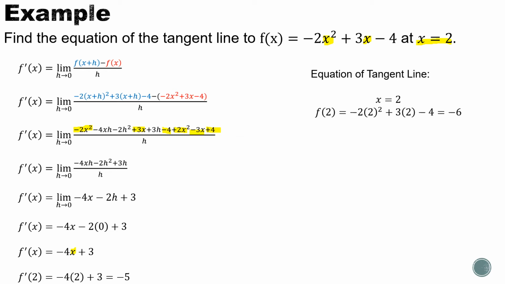Now to find the equation of the tangent line, I have my x value is 2, but I also have to find my y value. So to find my y value, I have f of 2. I'm just going to plug 2 into my original equation. So negative 2 times 2 squared plus 3 times 2 minus 4 equals negative 6. That is my y value. And then I'm going to use my point slope form to get my final answer, and I'd have y plus 6 equals negative 5, that was the slope, times (x minus 2).